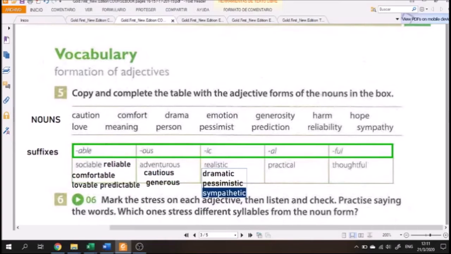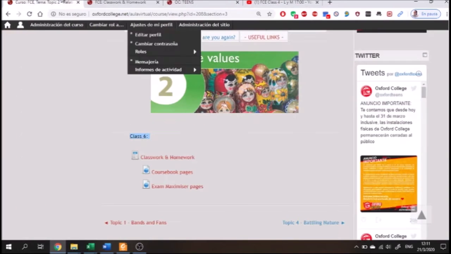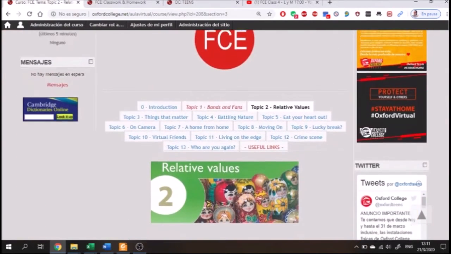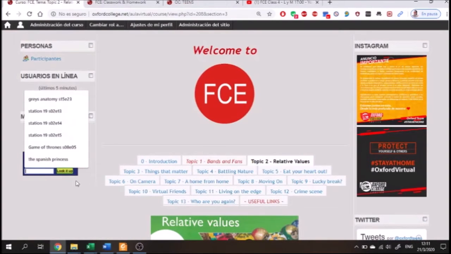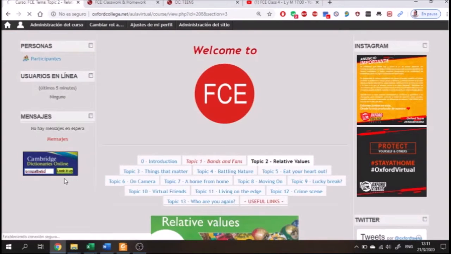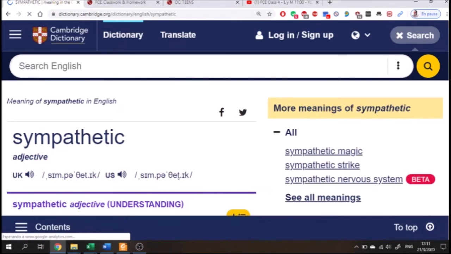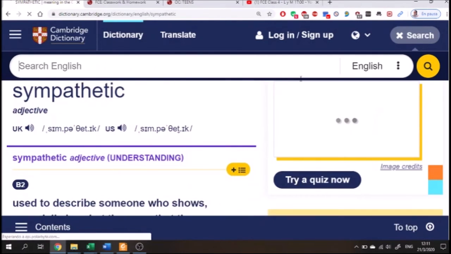Sympathetic. Do you know the meaning of sympathetic? Remember some classes ago, I reminded you of the use of the dictionary. Well, let's go back. You know, in your own virtual classroom, you've got here your Cambridge dictionary, a great tool to check vocabulary and whatever you need. So we have the pronunciation, sympathetic.